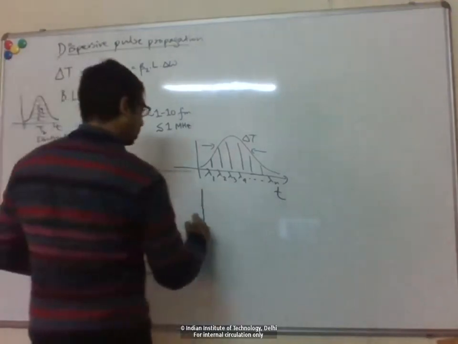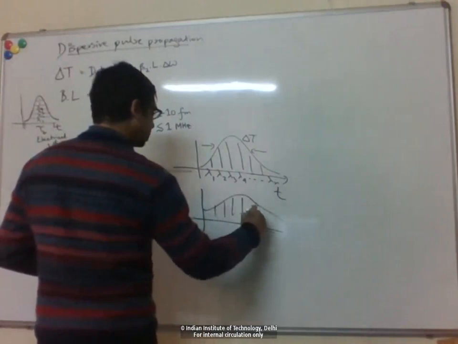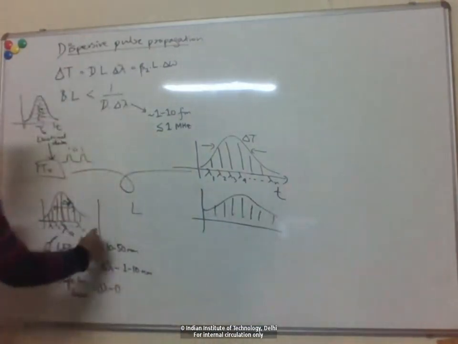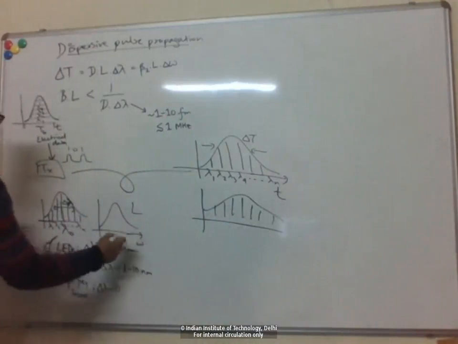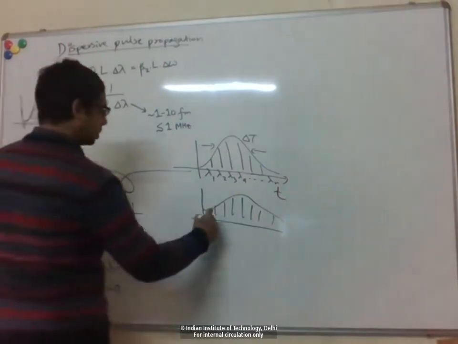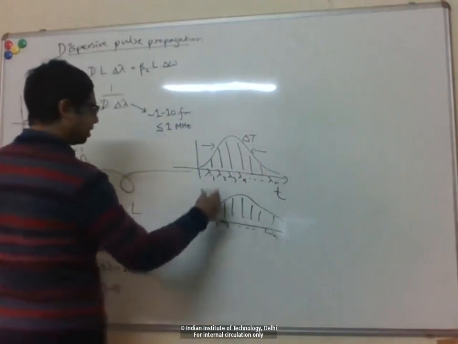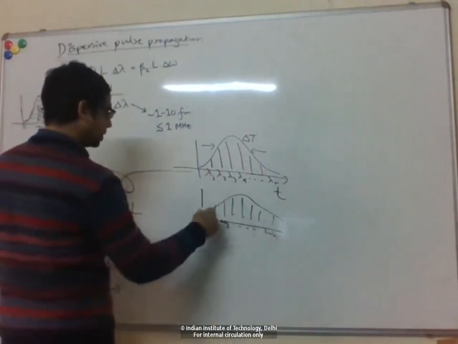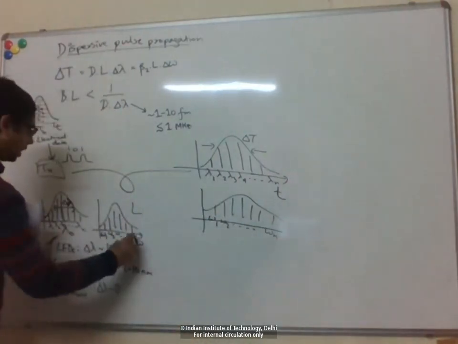Same thing if you look at it in terms of frequency: different frequency components are also affected. So I can also look at the spectrum in terms of frequency, omega. Higher wavelength means lower frequency, or lower wavelength means higher frequency. So this would be sort of omega 1 like here, I guess.